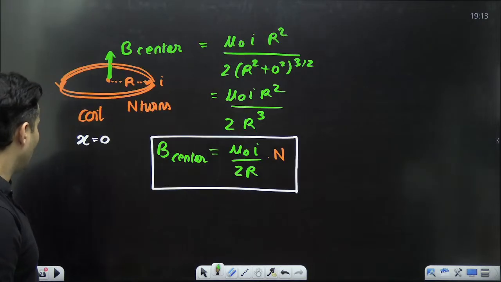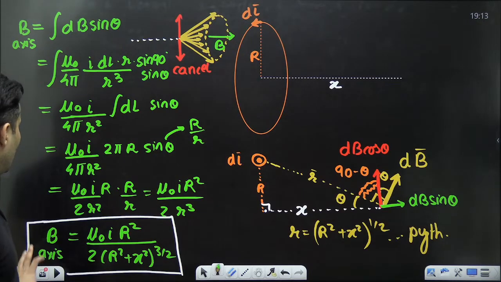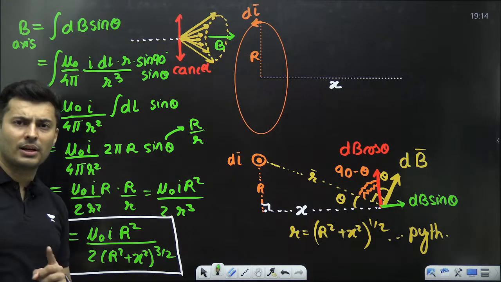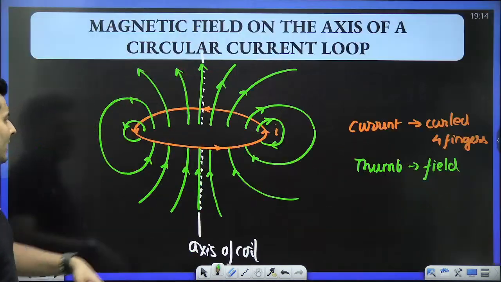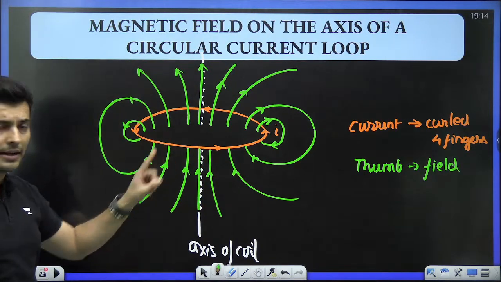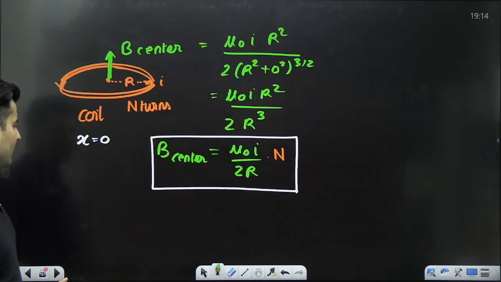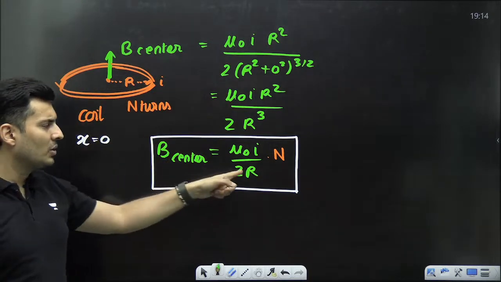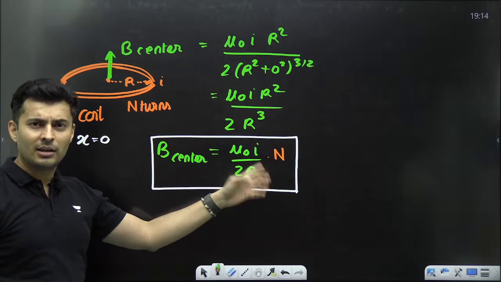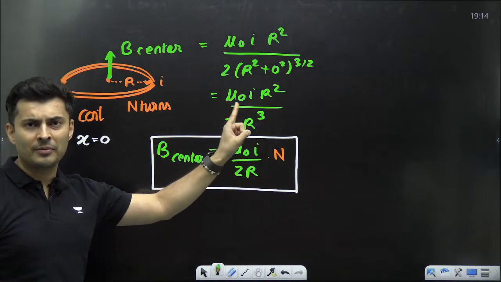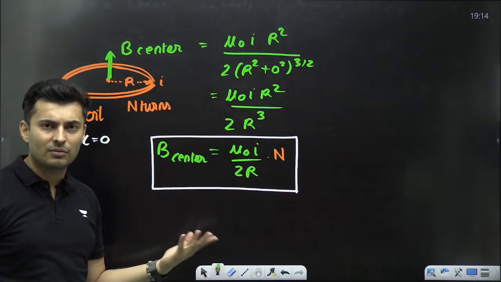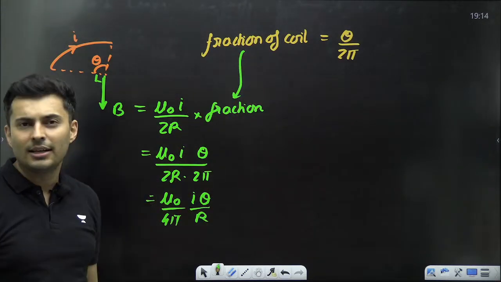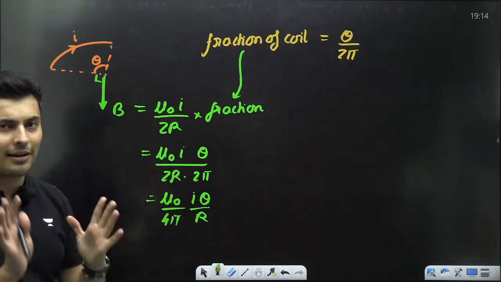Perfect. So, what and all formulas have we seen till now? On the axis, this is the formula, mu naught I r square by 2 r square plus x square raised to 3 by 2. This is how the magnetic field looks like due to a coil carrying current. But if it has to be found at the center, then you substitute x as 0, you get this formula, mu naught I by 2r. If there are more turns, you multiply it by n. If it's half a turn, 1/4, 1/6, 1/12, whatever turns, then you multiply it with that particular fraction. That's all. That's how you get the magnetic field due to an arc.